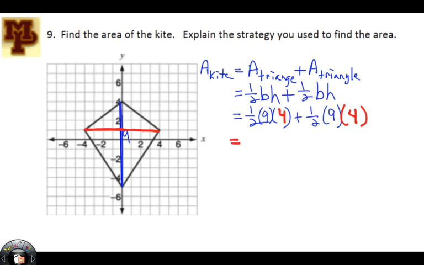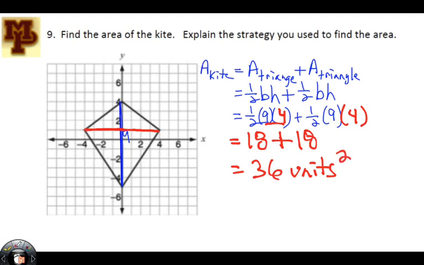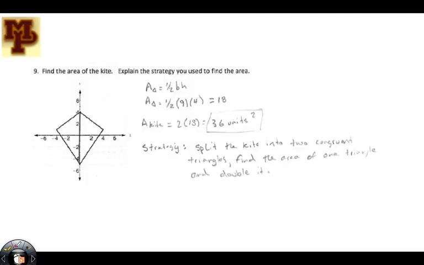So let's do the math. So this is 36 divided by 2, so 18, and then 18 again. So that's 36. So that's 36 units squared. Alright, I'll include that.